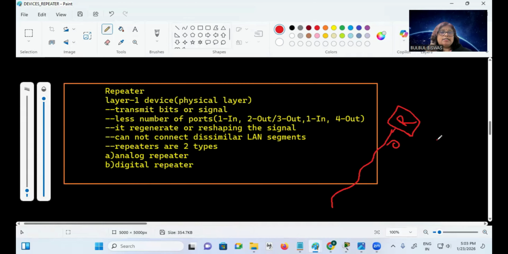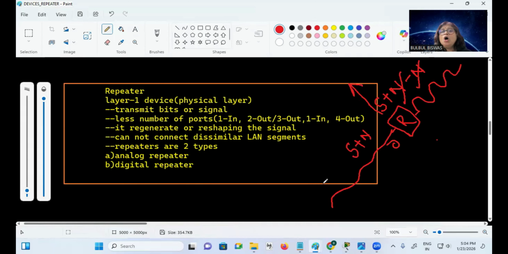So if we connect a repeater to the network, what will happen? When my signal is moving through the cable, some noise or unwanted pickup is attached to the signal, what we call noise. What will the repeater do? The repeater will pick up the signal along with the noise, and it will remove all the noise. Am I clear? Noise will be rejected, removed. And then the repeater will amplify this signal, and again it will retransmit the signal. So the repeater actually regenerates or reshapes the original signal.